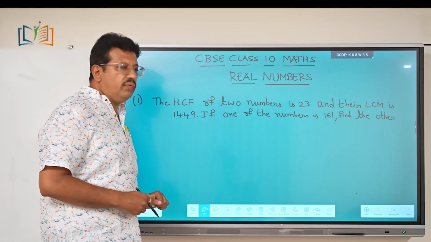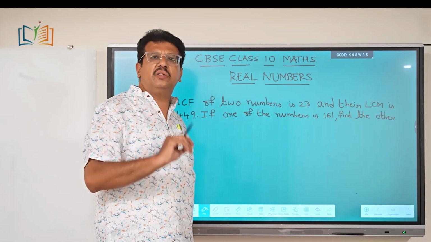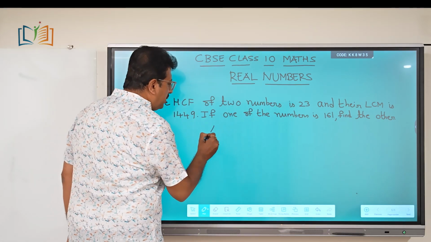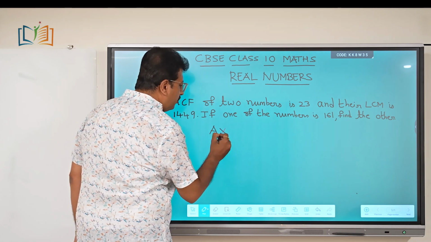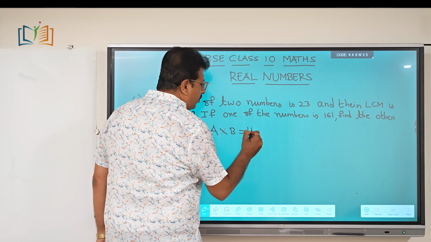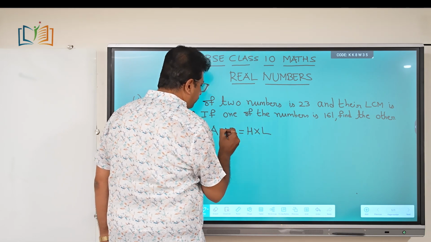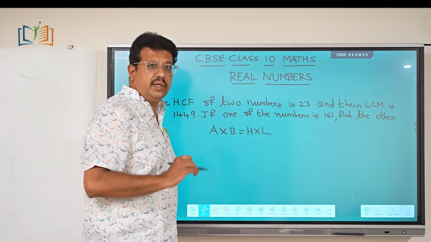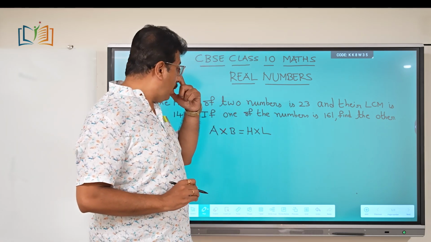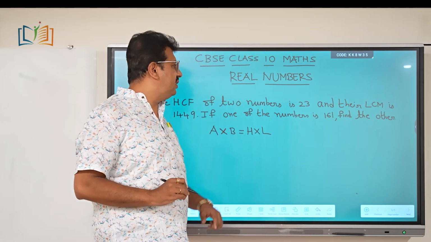So how to answer for these type of questions means, first of all the concept. What's the concept you need to understand means, the product of two numbers is equal to product of HCF into LCM. So this is what you need to understand. The first concept is product of two numbers is equal to product of HCF into LCM.